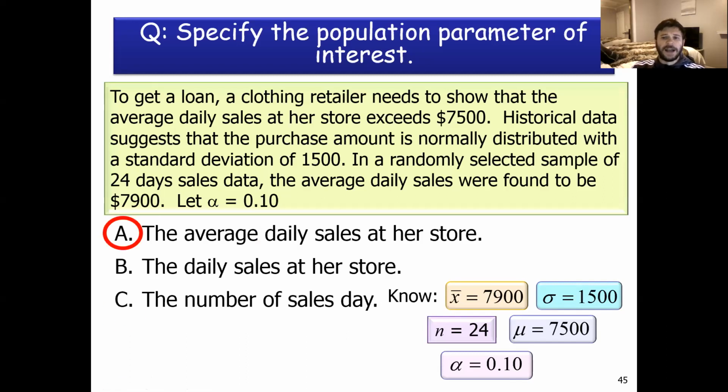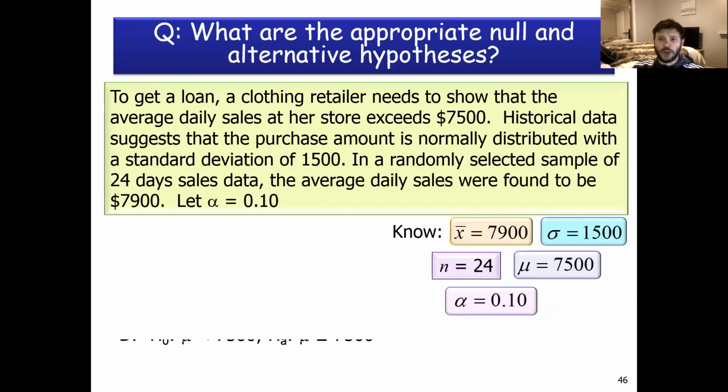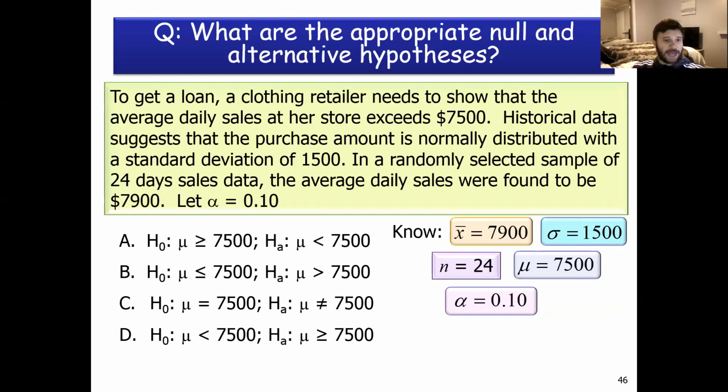Okay, so next question asks, given this setup here, what are the appropriate null and alternative hypotheses? And remember, the null hypothesis should always have an equal sign in some form, either a weak inequality, less than or equal to, or greater than or equal to, or a strict equality, equals, but never a strict inequality. There should always be some form of equal sign in the null hypothesis and no form of the equal sign in the alternative hypothesis. Now, what we're trying to show here, we're trying to show that the average daily sales exceed 7,500.